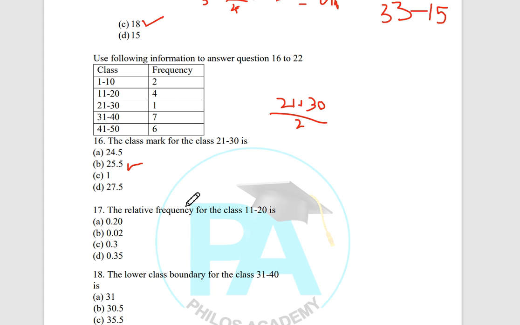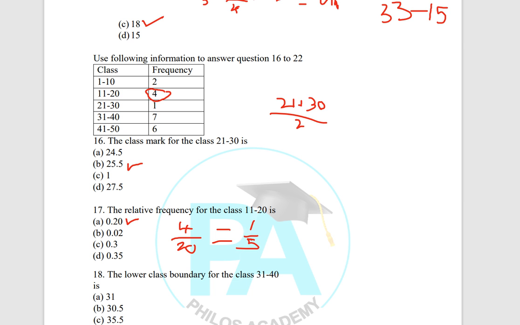Then, to know the relative frequency, you take the frequency of that specific class, which is 4, and divide it by the total frequency, which is 20. So 4 divided by 20 gives you 1 over 5, right? And 1 over 5 in decimal, when you put it on your calculator, you should get 0.2, right? So the correct answer for question 17 is A.